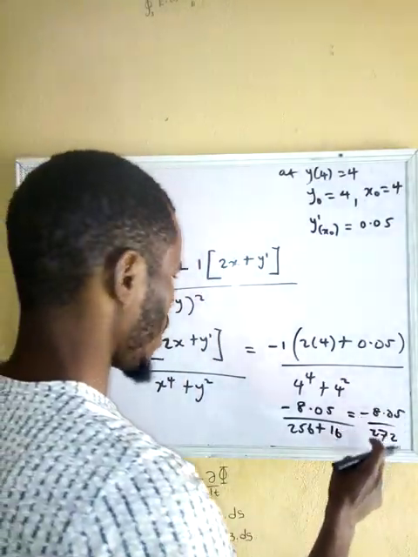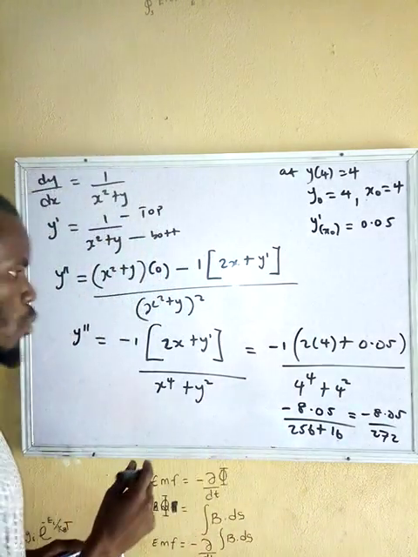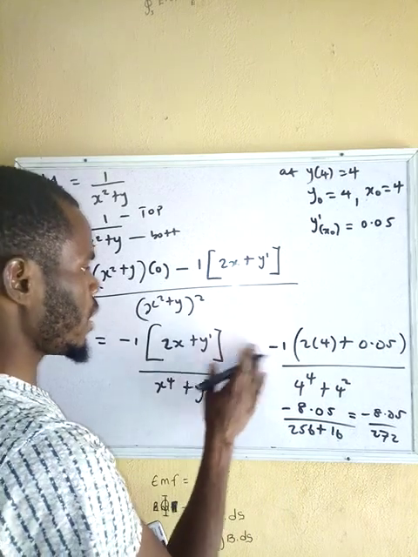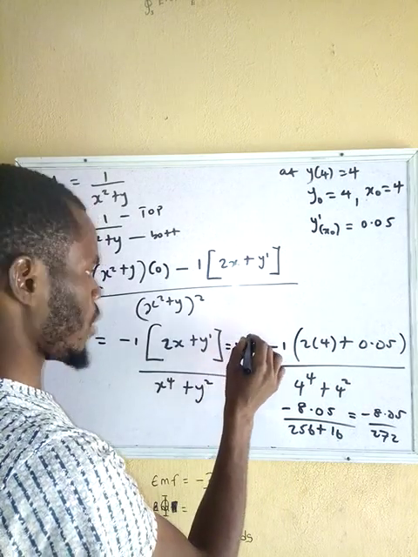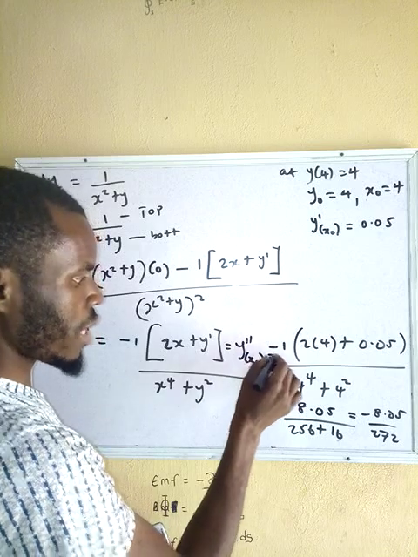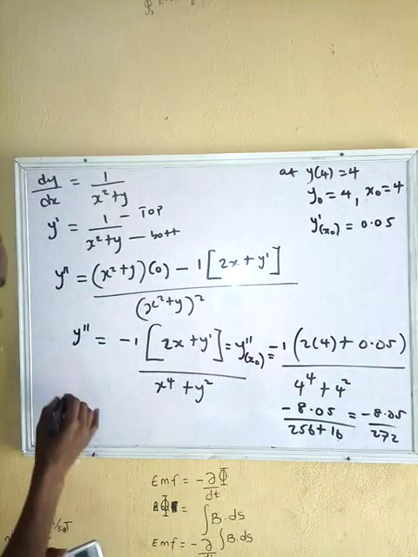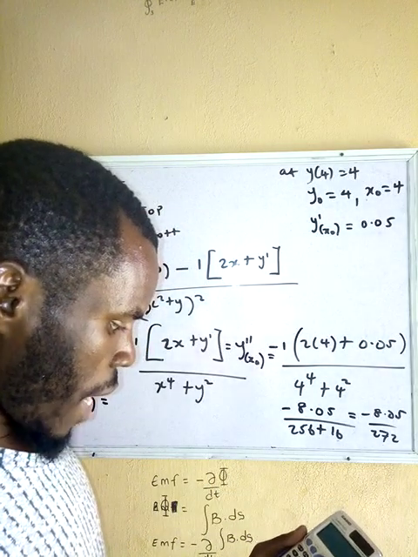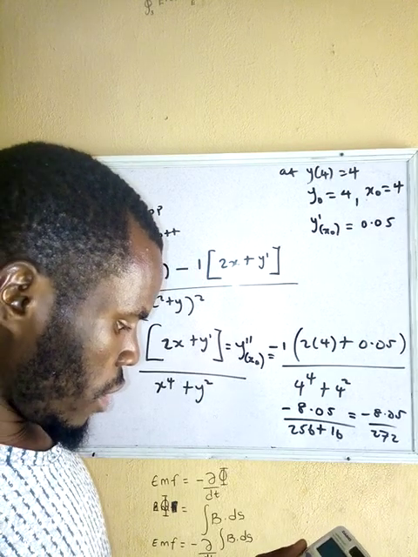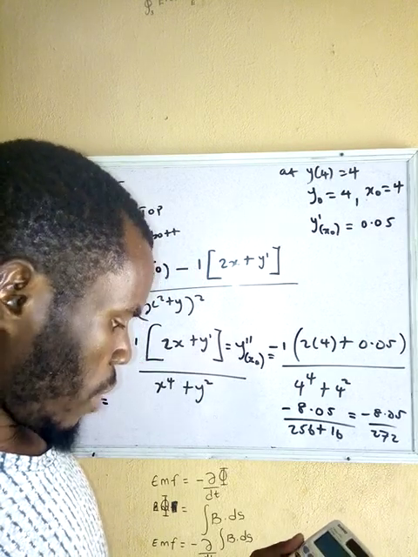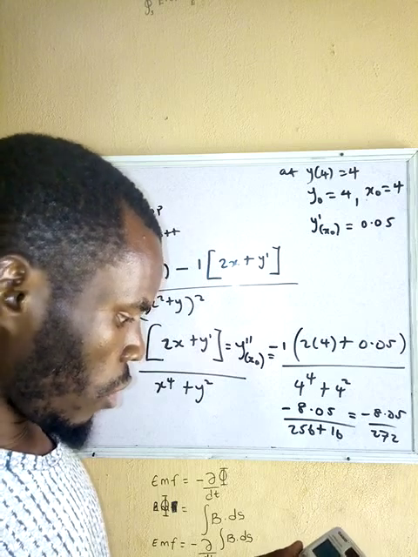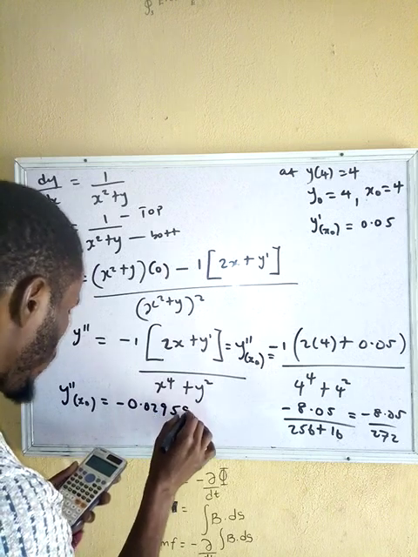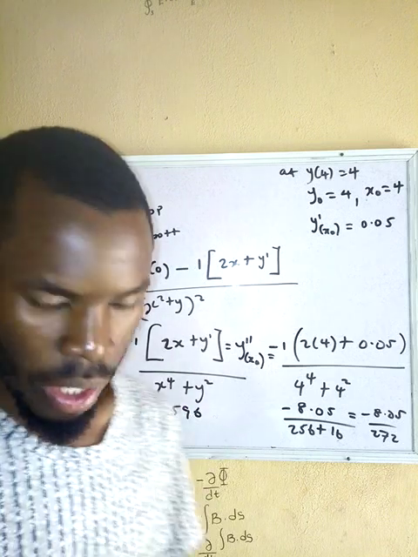So when we divide this and this, we will now find out, please see, from here we have already inserted our initial condition. So this is equal to y prime prime of x naught, because we have inserted the condition. That's why it's looking like this. So y prime prime of x naught becomes minus 8.05 divided by 272. Our result will be given as minus 0.029596 approximately.